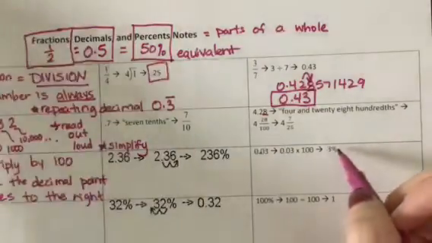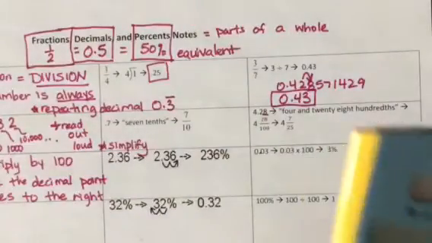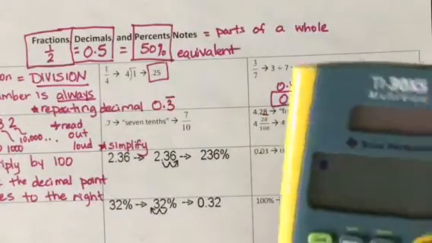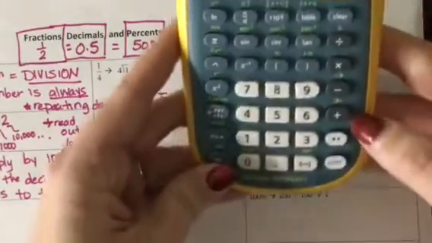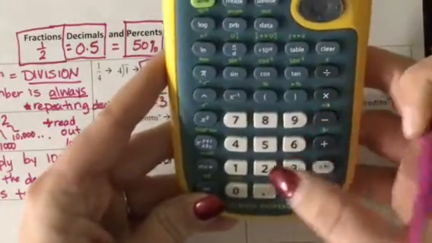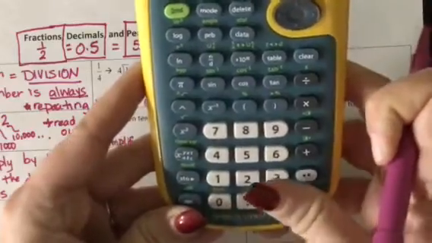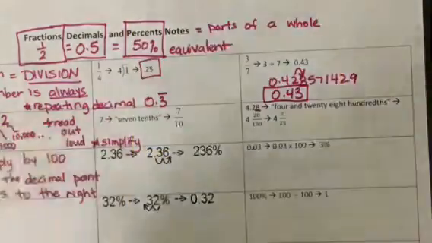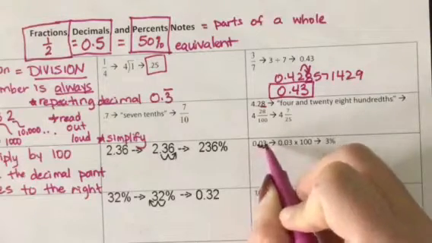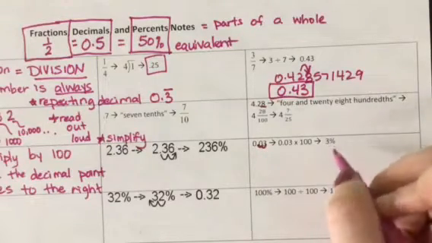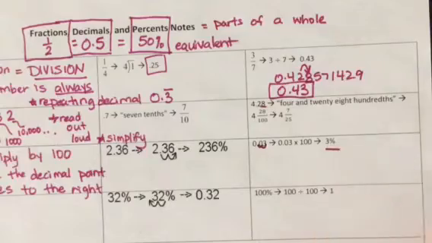So in this case, they have shown how you would use a calculator. So you would take 0.03 times 100 to get 3. We could also move that decimal twice to the right, and notice it would end up after the 3, so 3%.